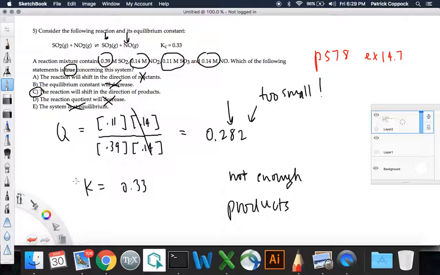The answer is C. And I know this is a little bit busy, a little bit fast, but if you want a better explanation of that, please go to page 578 and look at Tro's solution, or look at my video that contains example 14.7. All right, I hope that's helpful.